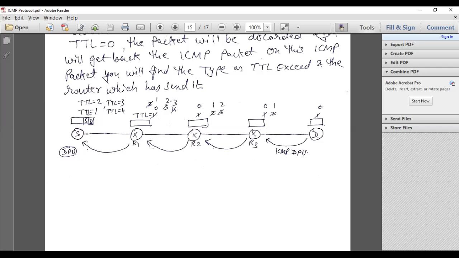Likewise, we'll set TTL equal to 2, so router R2 will reply. Then TTL equal to 3, so R3 will reply, and TTL equal to 4, and when it becomes 0, again it will reply.